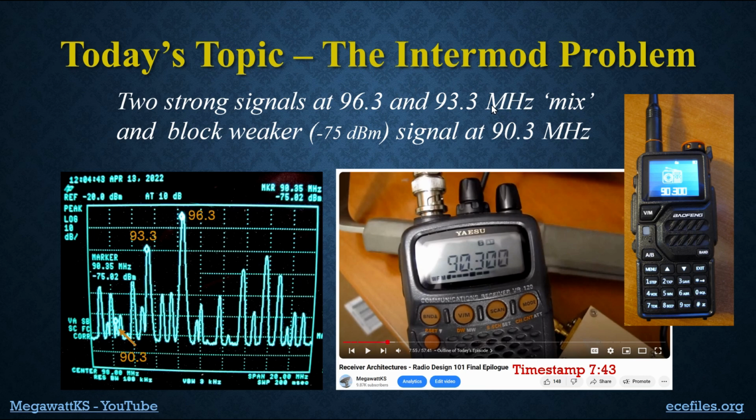And when they do, they can create another signal at a frequency, in this case 90.3. These are 3 megahertz apart, and then this one is 3 megahertz on down. And that signal that gets created in the mathematical mixing of these signals can block your ability to receive this signal. So let's take a listen to that.